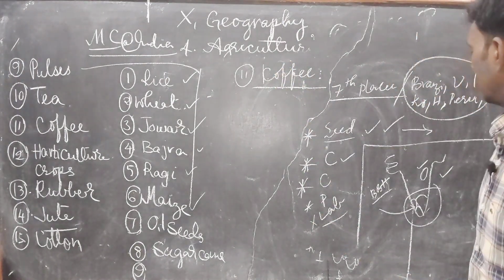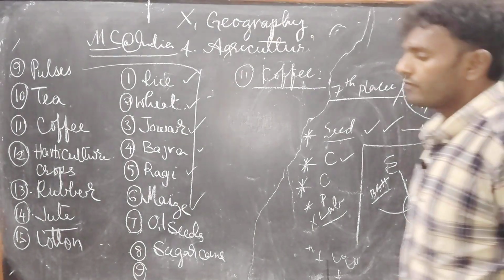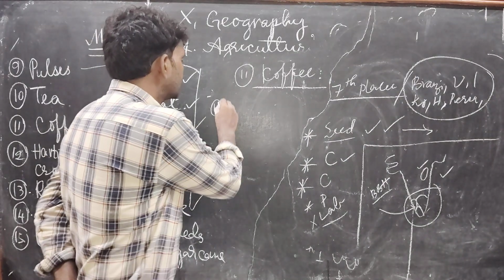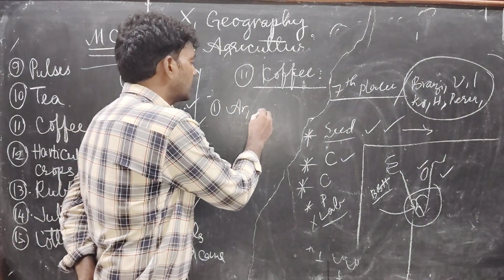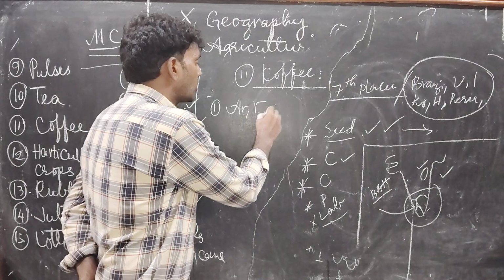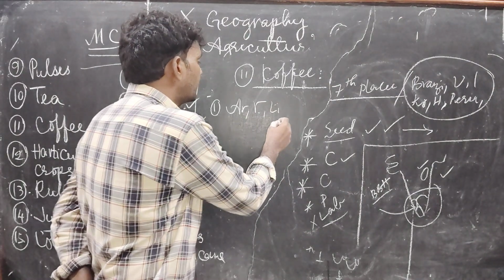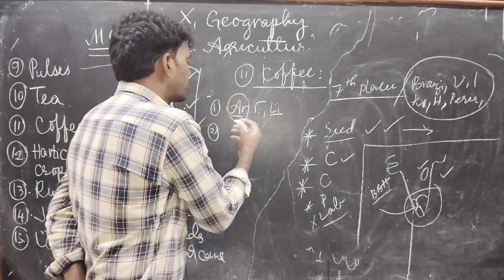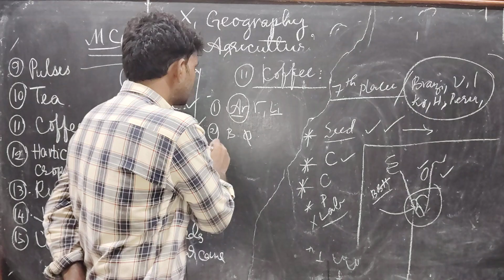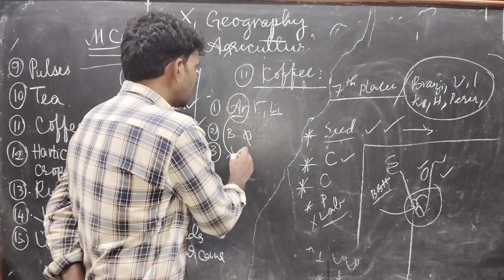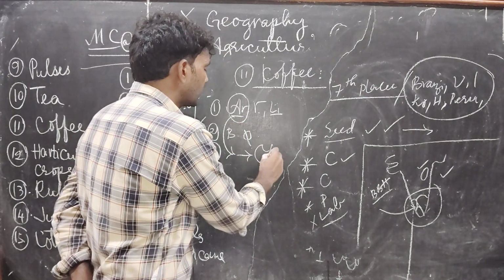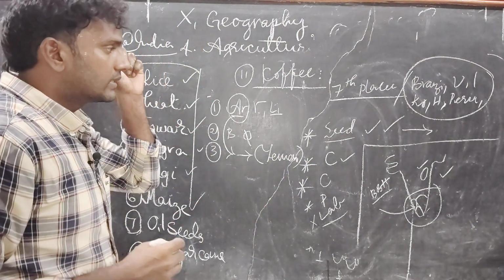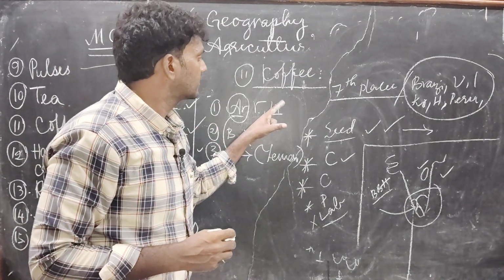Karnataka. Leading producer, Karnataka. See, in this coffee we have three types of varieties. First variety is Arabica. Second variety is Robusta, and third variety is Liberica. But the first variety, Arabica, is the best quality. India is also producing this Arabica quality, and we also imported this quality from Yemen. So this is the plantation crop.